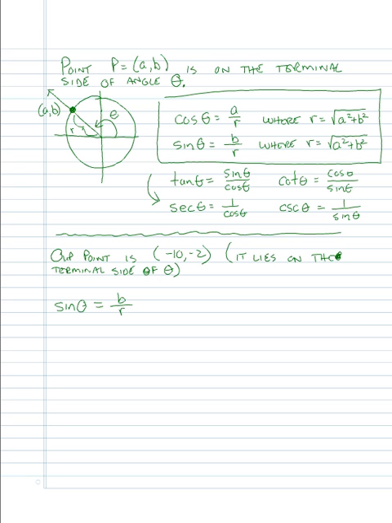Oh, well, we've got to figure out what r is. Okay, so we're going to come over here and we're going to figure out what r is. R is the square root of a squared plus b squared. And remember, a represents the first coordinate and b represents the second coordinate. So r is the square root of -10 squared plus -2 squared. So r is the square root of 100 plus 4. So r is the square root of 104. Now, we're going to keep this exact. We're not going to approximate that.